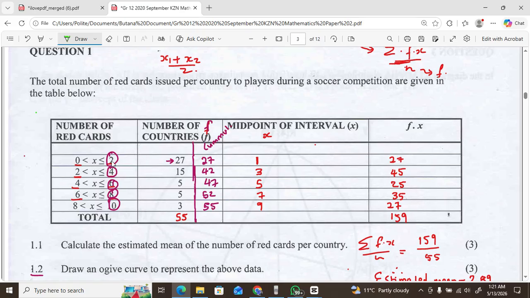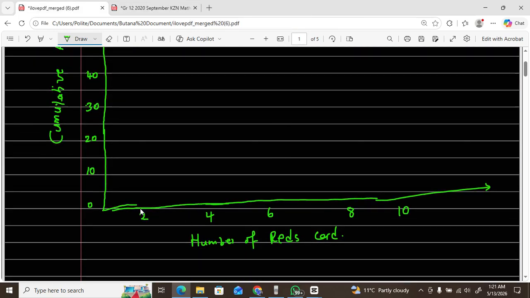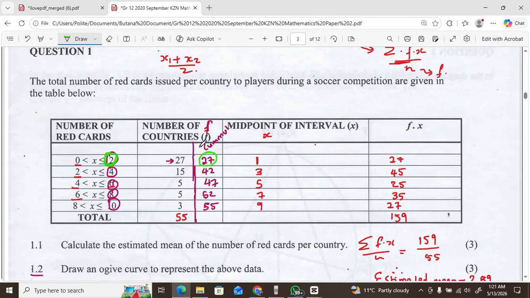The first point will be 2 and 27. Let's go and plot that point. So it's 2, which is this part, and it was 27. 27 is somewhere there before 30. So it will be somewhere at this point. So I'm just going to put it there. And then the next point is 4 and 42.